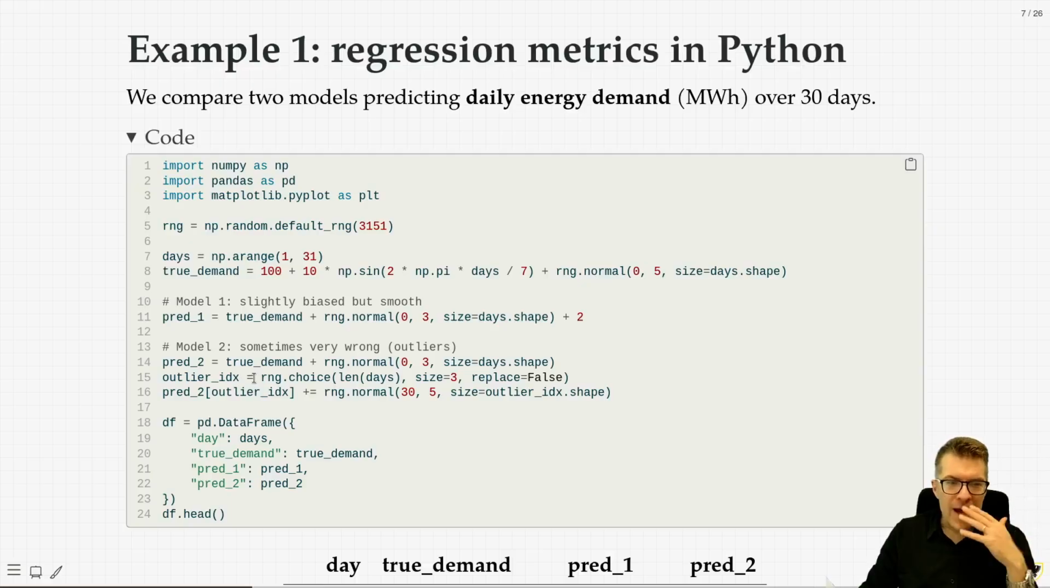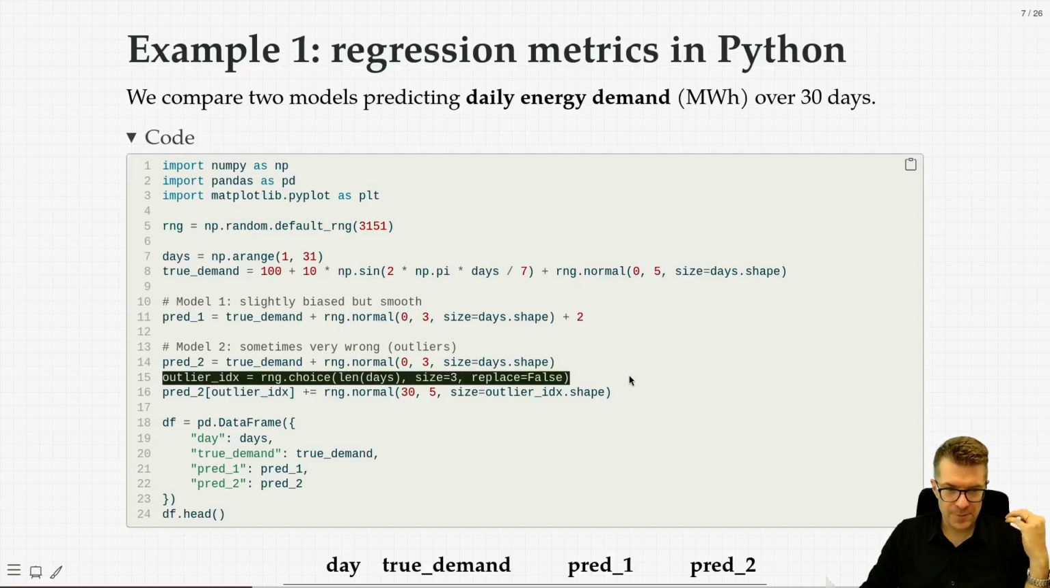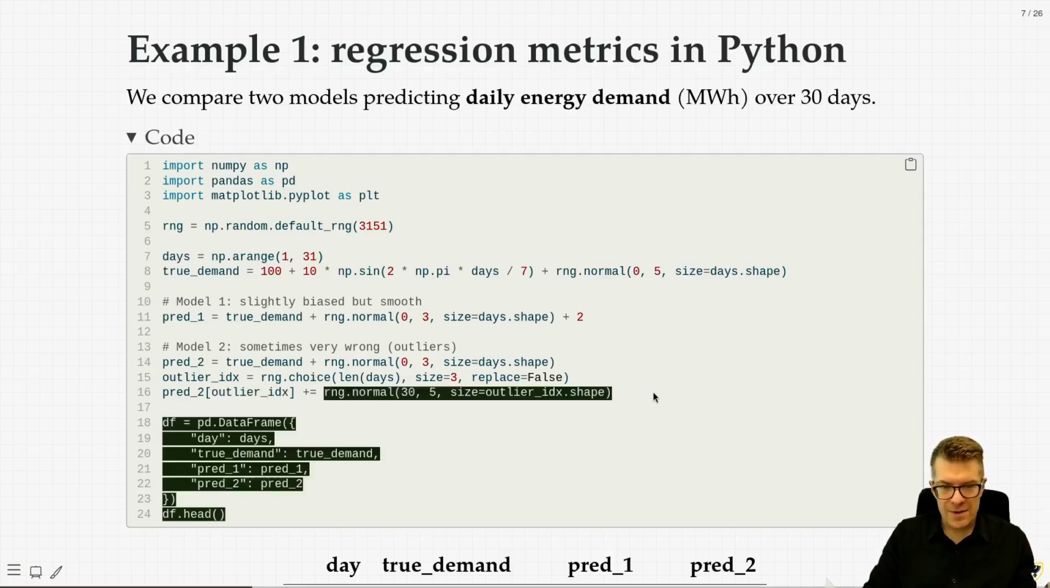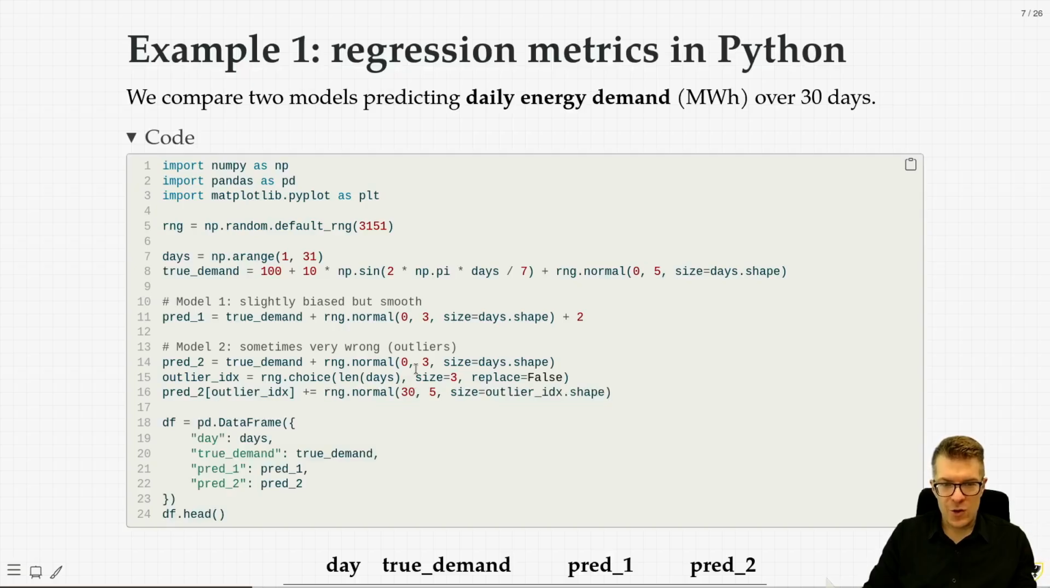We add outliers. So occasionally Model 2 makes some very wrong mistakes, which we call outliers, which are accounted for here in line 15. And then we just go into the vector describing all of these predictions, and for a few of them that we've identified as the instances where outliers occur, we add a lot more noise. So instead of adding noise with 0 mean and 3 standard deviations, we add noise with a mean of 30 and 5 standard deviations. And we put everything into a nice data frame and then just show its head as we normally do.